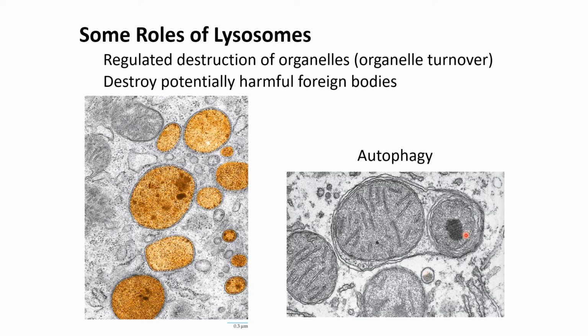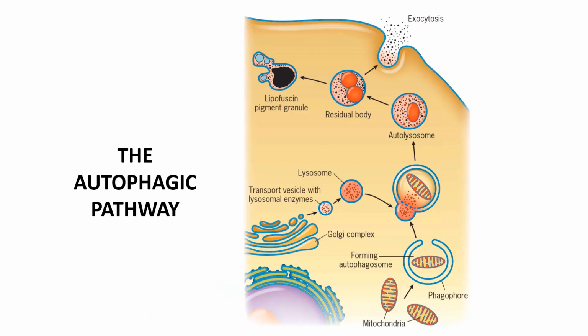And when a lysosome digests some of the cell's own organelles, that is known as autophagy. So meaning to say the cell is willingly destroying in a planned way its own organelles to replace them with a new one. So here's the autophagic pathway.